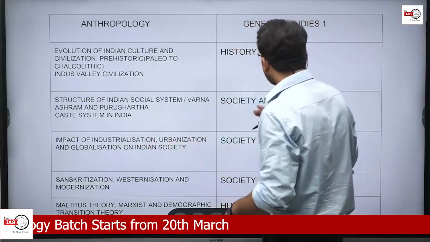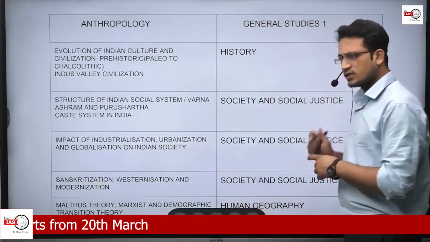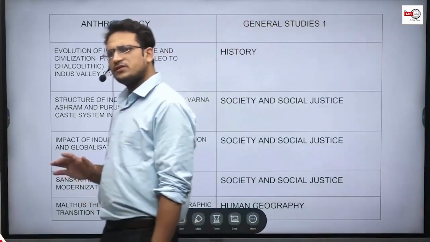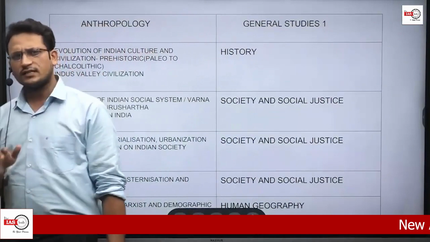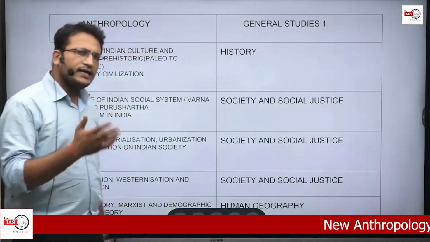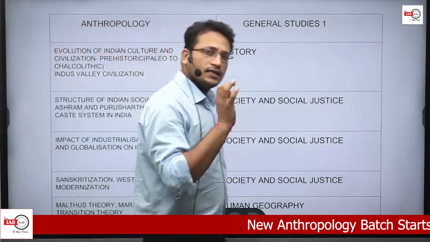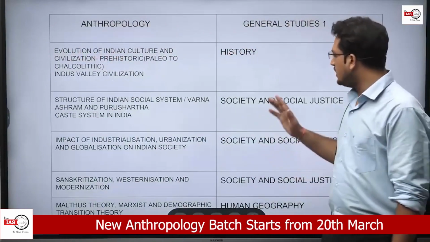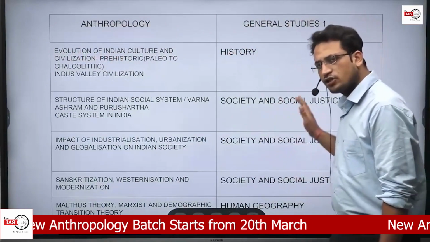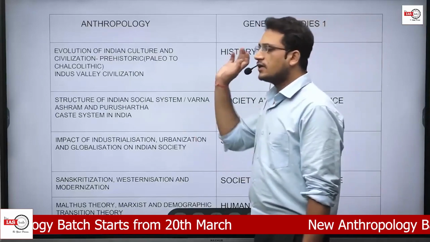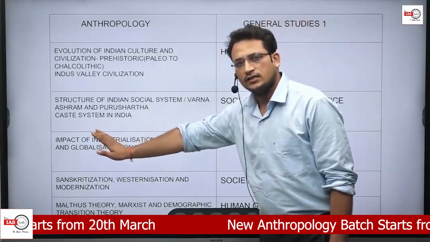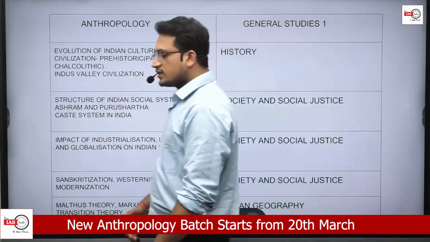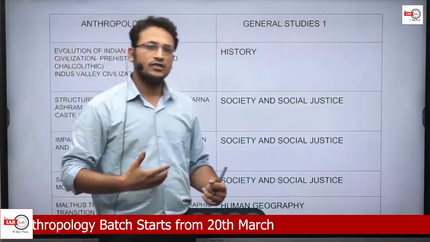The second part is society and social justice, where significant overlap can be seen. If I'm saying significant overlap, what does it mean? The entire syllabus of GS paper 1 which is related to society and social justice is completely mentioned in anthropology paper 2, where we will see the structure of the Indian social system.